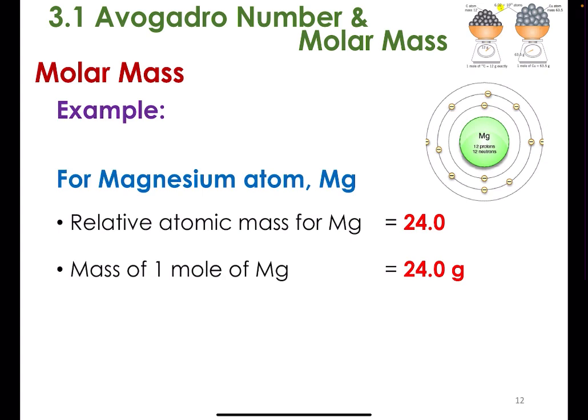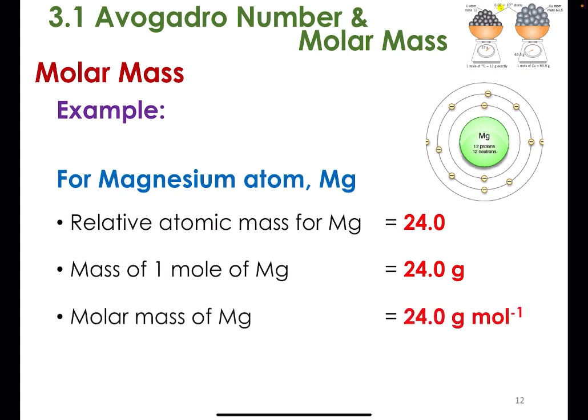Okay, next one, I want to determine the value for molar mass for Mg. So molar mass, as usual, it's numerically equal. So value dia equal, tapi unit dia berbeza. Dalam case ini molar mass, unit dia adalah gram per mole. So value dia akan jadi 24.0 gram per mole. And one more thing, ini adalah based on 1 mole. 1 mole of Mg atom.